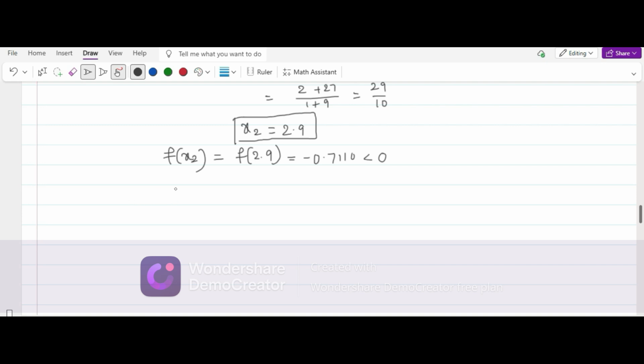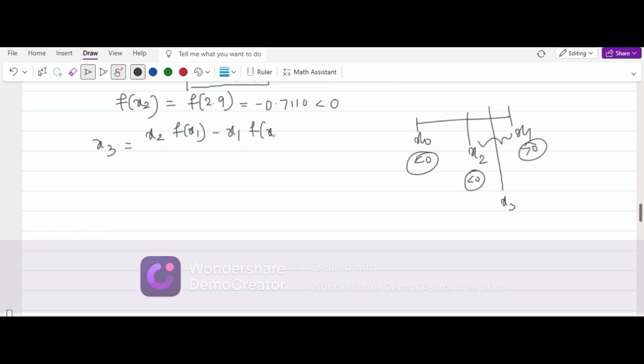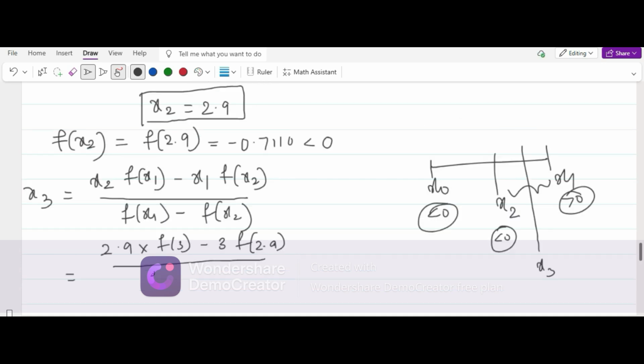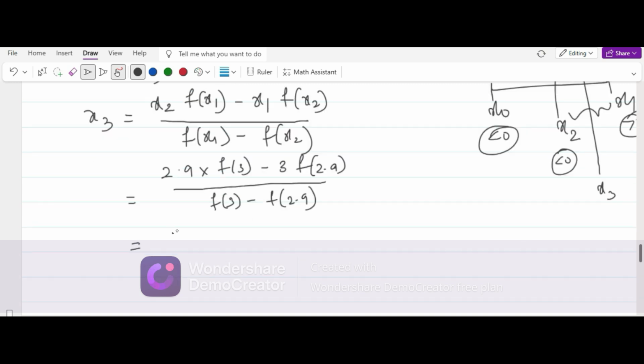ಈಗ ಮತ್ತೆ 2.9 and 3 ಮಧ್ಯೆ ಇದೆ ಅಂತ ನೀವು ಹೇಳ್ತೀರಾ ಅಲ್ವಾ? ನೆಕ್ಸ್ಟ್ ಏನು ಮಾಡ್ತೀರಾ? You will calculate x3. ಓಕೆ, what is x3? That is equal to x2 minus f of x2 into x1 minus x2 divided by f of x1 minus f of x2, f of 3 minus f of 2.9. What is f of 3? ನಿಮ್ಗೆ ಈಕ್ವೇಶನ್ ಫೀಡ್ ಮಾಡಿದ್ದೀರಲ್ವಾ? f of 3 ಏನು? 1, minus f of 2.9, minus 0.711.